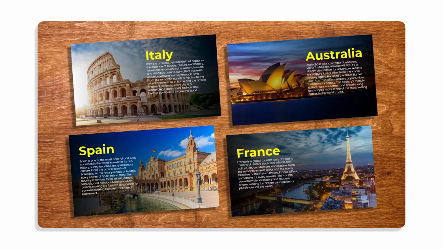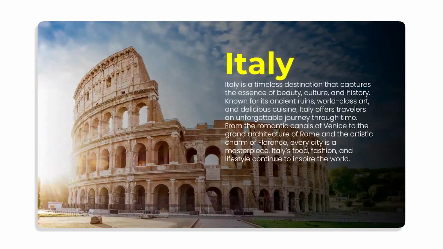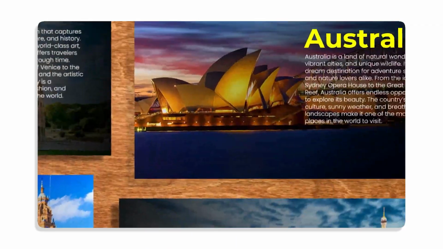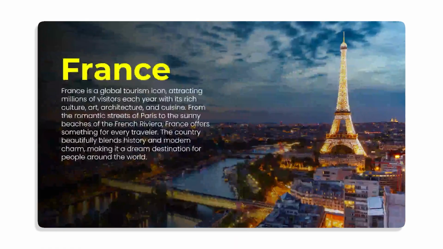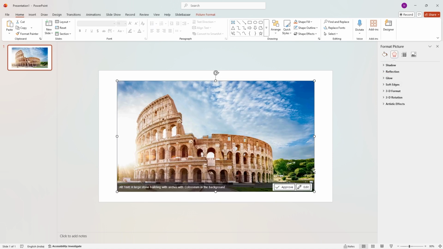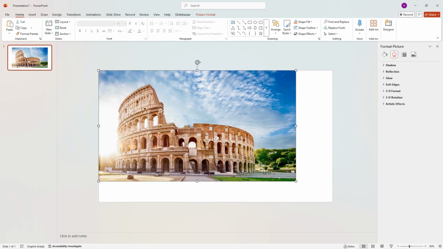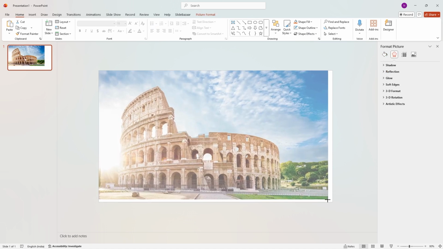In this video, we'll learn how to make this zoom animation slide in PowerPoint. It's really simple to make and barely takes any time. Let's start by inserting an image onto your slide. Make sure the image covers the entire slide.